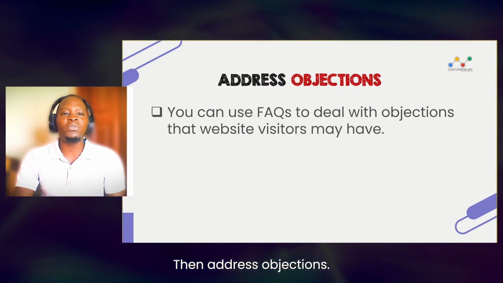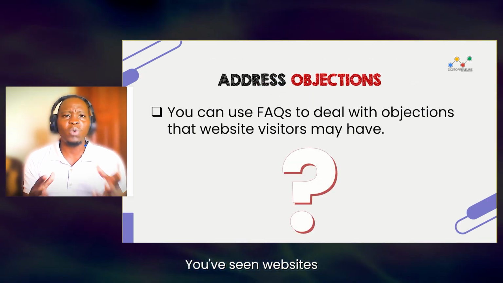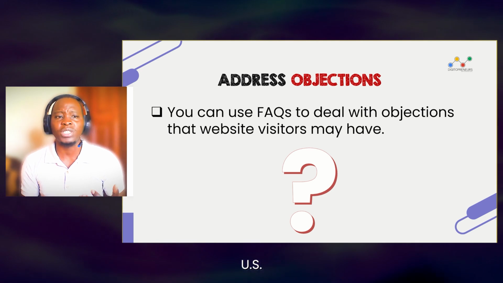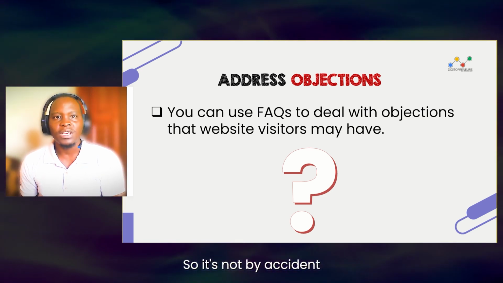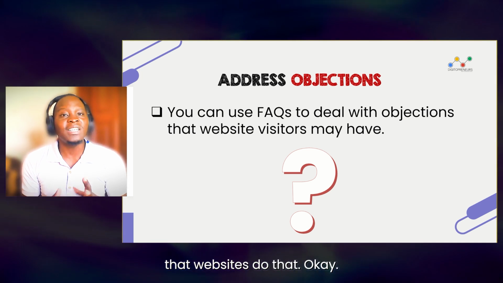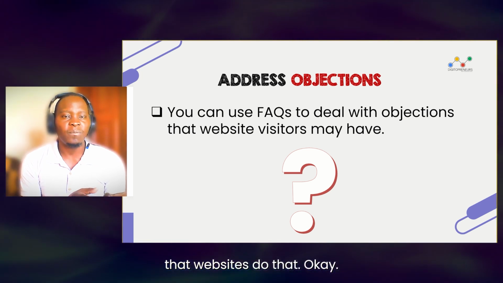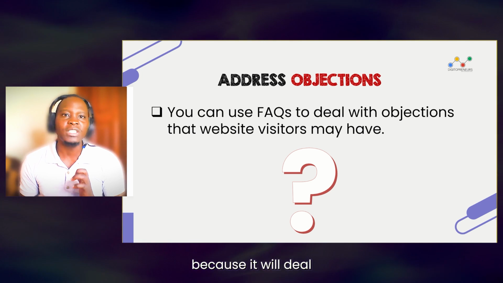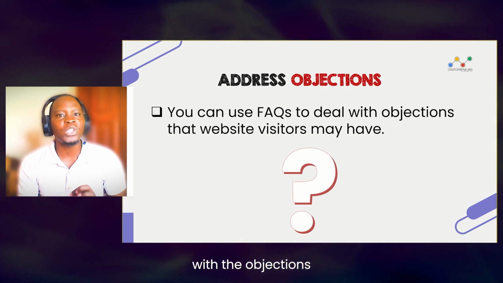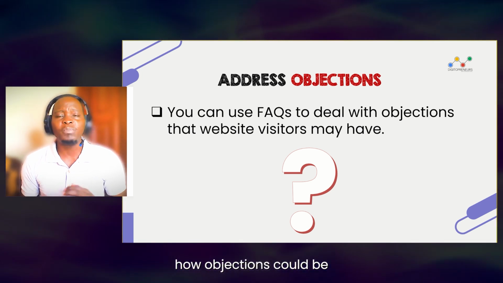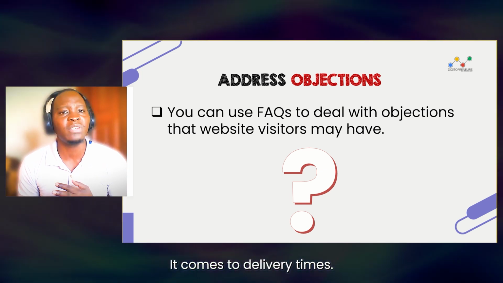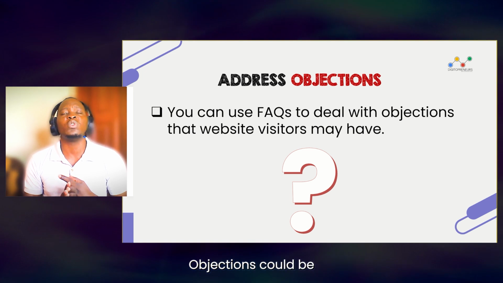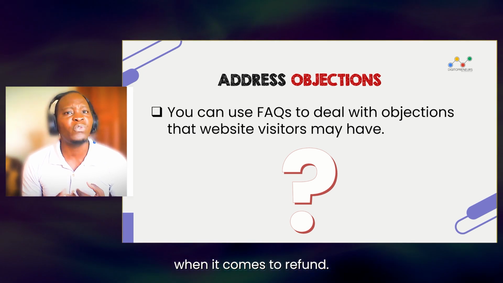Okay. Then address objections. You've seen websites that have an FAQ section. FAQ means frequently asked questions. So it's not by accident that websites do that. Websites do that because it will deal with the objections that the customers have. Objections could be when it comes to price, objections could be when it comes to delivery times, objections could be when it comes to refunds.